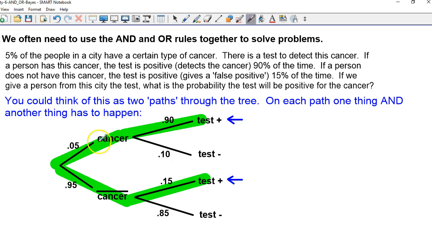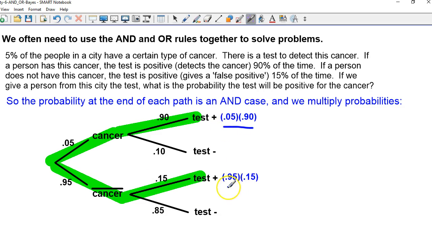On each path, one thing and another thing has to happen. So for example, on this top path, the person has to have cancer, and they have to have a positive test. On the bottom path, they have to not have cancer and have a positive test. So to get the probabilities at the end here, we would use AND case rules. And AND says we multiply, but the second probability is conditional. So the probability of having cancer and having a positive test would be 5% times 90%, which is 0.05 times 0.90. We'll leave it in that form.